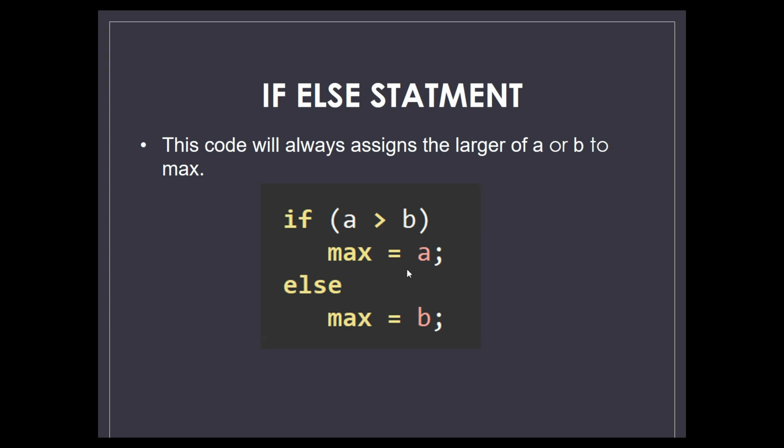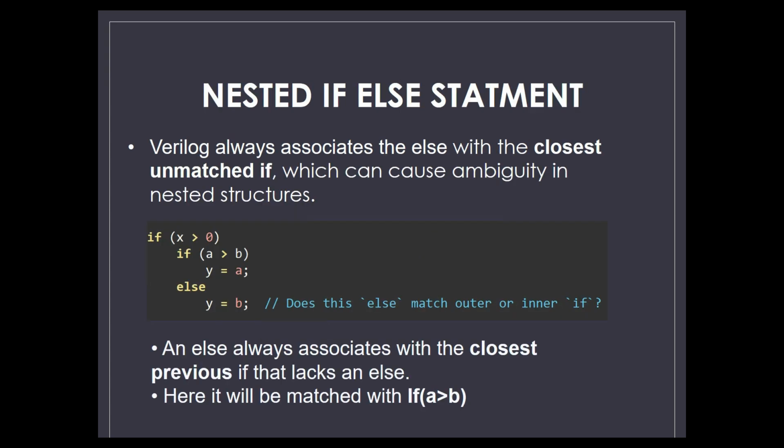I have the condition: if A greater than B, then max is equal to A, else max is equal to B. That means whichever variable has the higher value will be assigned to max. For example, if the value of A is 10 and B is 5, then is 10 greater than 5? Yes, so the condition is true, and 10 will be assigned to max. But if I swap the values, if A is 5 and B is 10, then is 5 greater than 10? No. Then the else part will be executed and the value of B will be assigned to max. This was an example of an if-else statement.